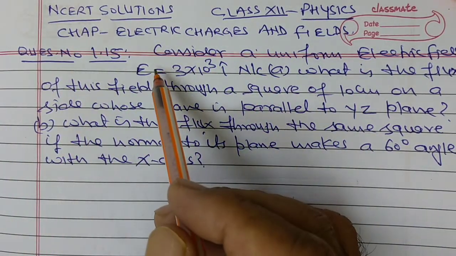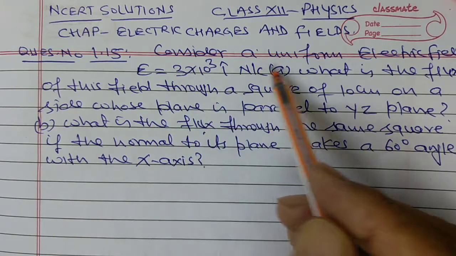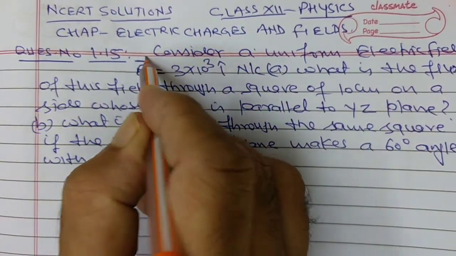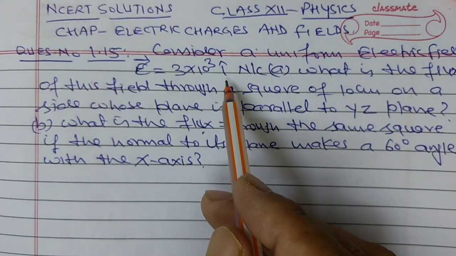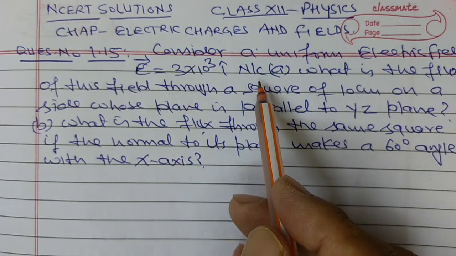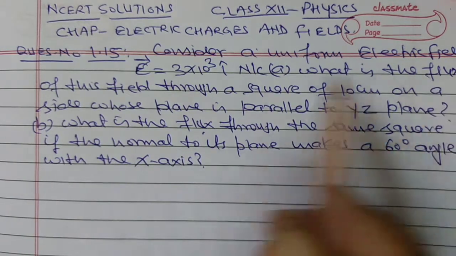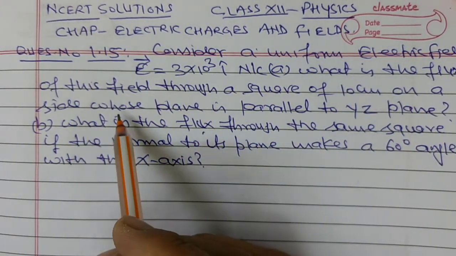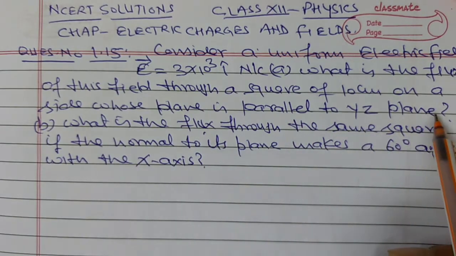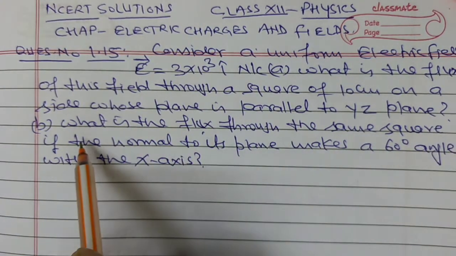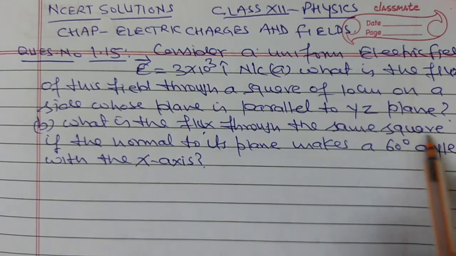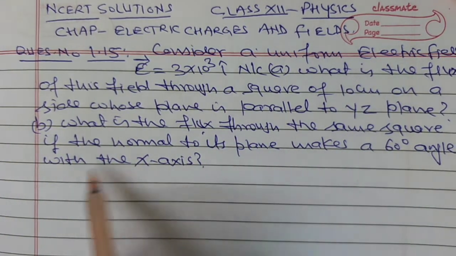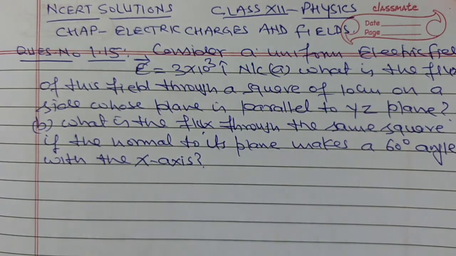Question number 15. Consider a uniform electric field, E vector is equal to 3 into 10 to the power 3 i cap Newton per Coulomb. A part, what is the flux of this field through a square of 10 cm on a side whose plane is parallel to YZ plane? B part, what is the flux through the same square if the normal to its plane makes an angle of 60 degree with the x-axis?